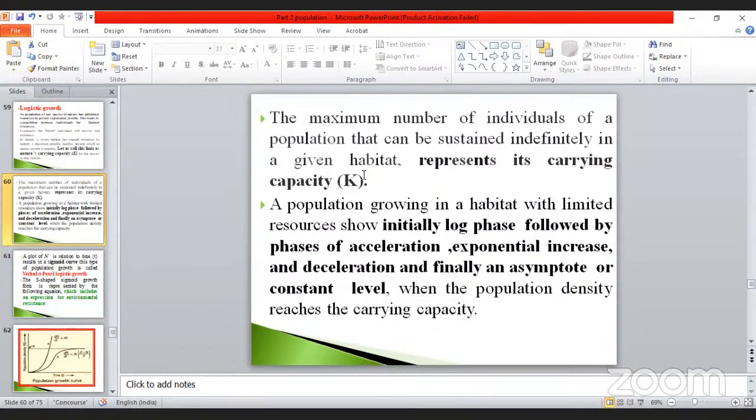Next one is the population growing in a habitat with limited resources. Initially the lag phase, followed by the phase of acceleration, otherwise called the acceleration phase. And the third one is exponential increase and deceleration, and finally an asymptote or constant level. What is the meaning? You already studied this in bacterial growth, in the growth pattern of plants or animals, for example tissue culture. I'll show you how it will be. What are the phases present in it? Already you know very well about the log phase or lag phase.